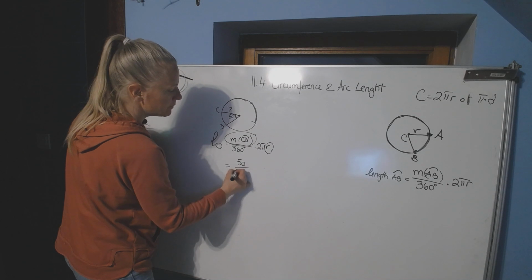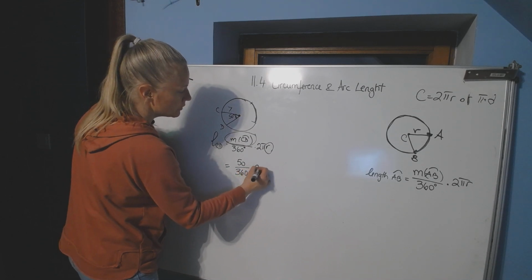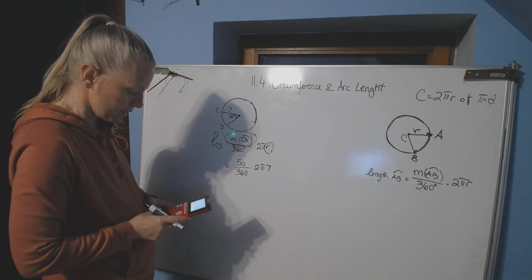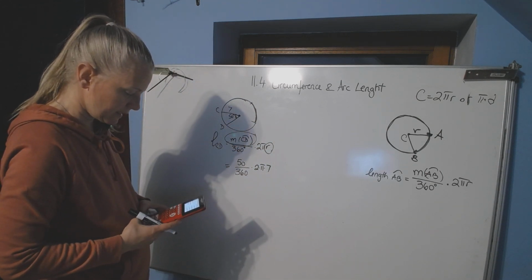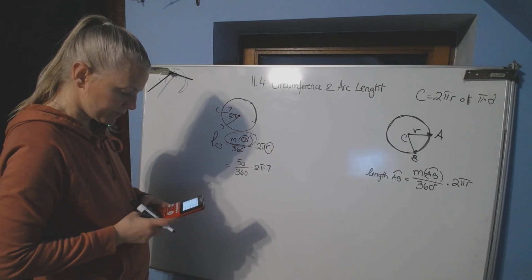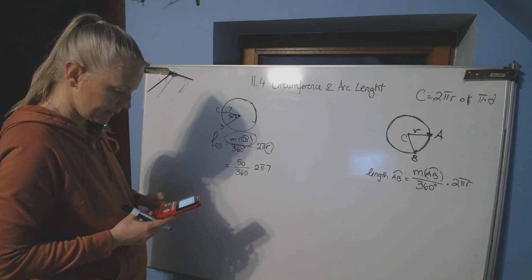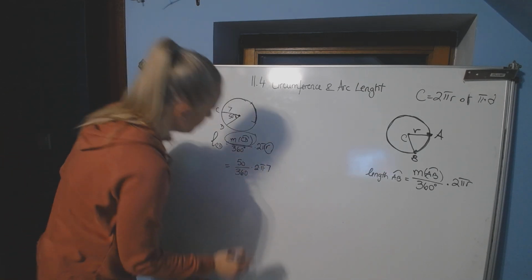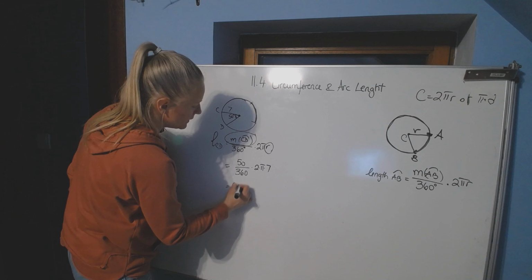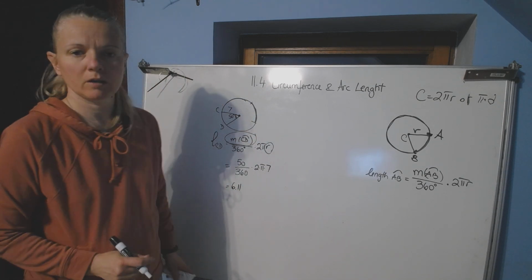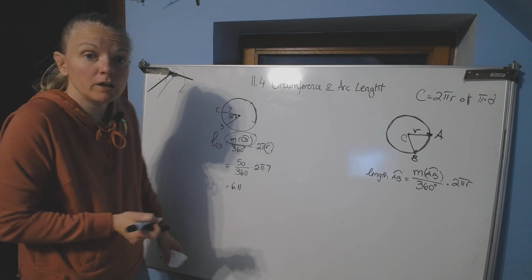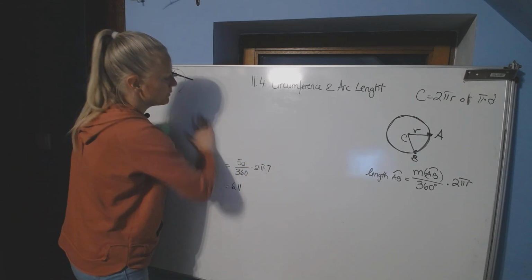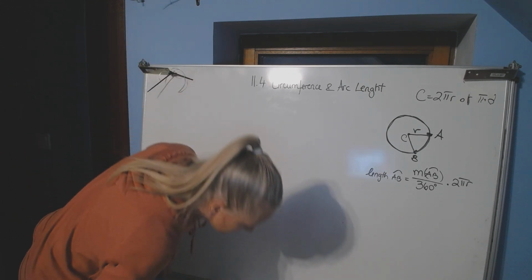50 divided by 360 times 2 times pi times 7. Again, absolutely calculator. 50 divided by 360 equals, times 2 times pi times 7. 6.11. That's what I get when I round. 6.11 centimeters. Is that what we're working on? Again, all we need to know is to plug in the information. On part 3, let's see what we get. Let me erase this.